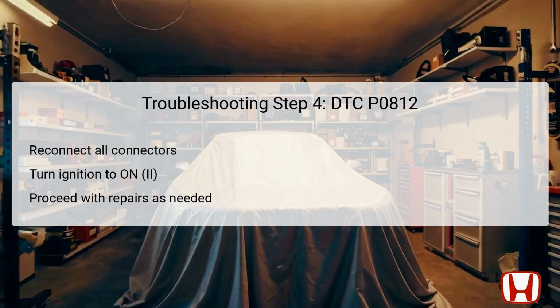The final troubleshooting step involves reconnecting all previously disconnected connectors to ensure a complete circuit before further testing. With all connections restored, turn the ignition switch back to the on second position. This prepares the vehicle for continued operation and allows for any further diagnostic steps to confirm whether the issue has been resolved. At this juncture, if it was determined that the transmission range switch was faulty in prior steps, replace it to restore proper function.